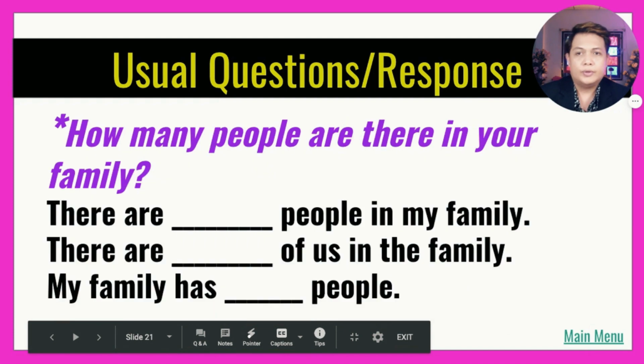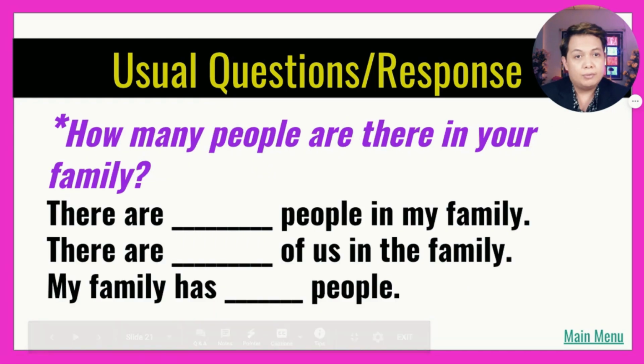All right, so with the question, how many people are there in your family? You could answer by saying there are, then the number of the people in your family. For example, for me, there are 6 people in my family. My mom, my 3 brothers, and me. So we are 6 in the family.